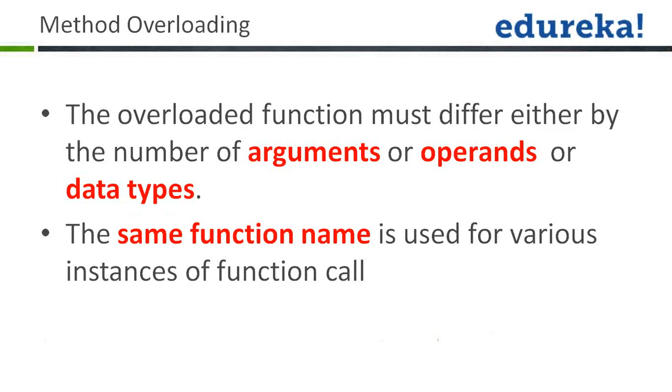Okay, Mohsin, I'll come to your question. You have to understand that whenever you are overloading a method, the arguments should be changed, either the operands or the data types, but the name of the function has to remain the same.